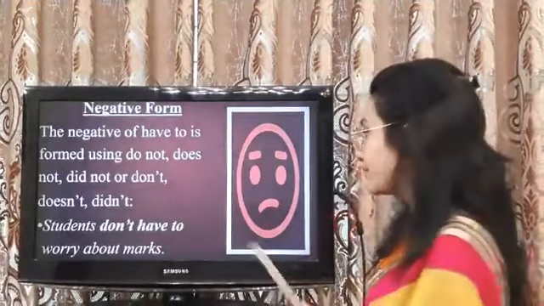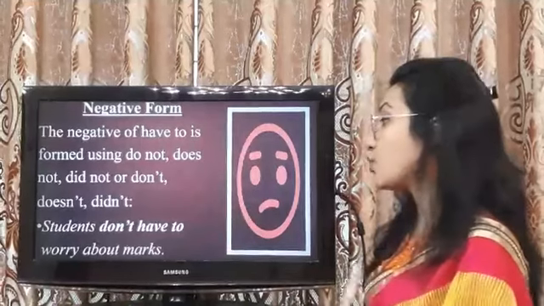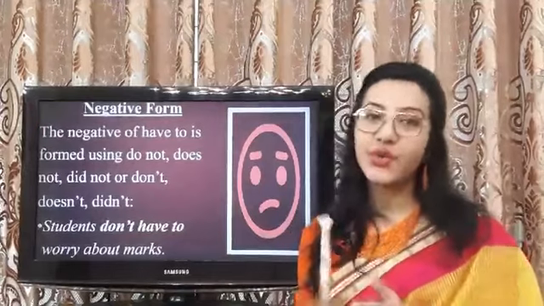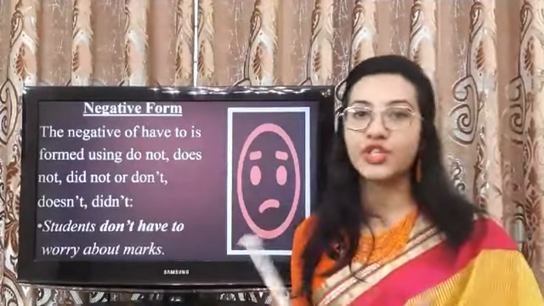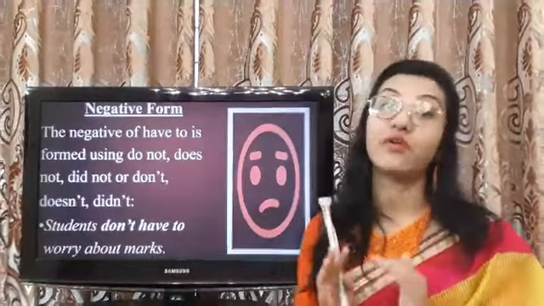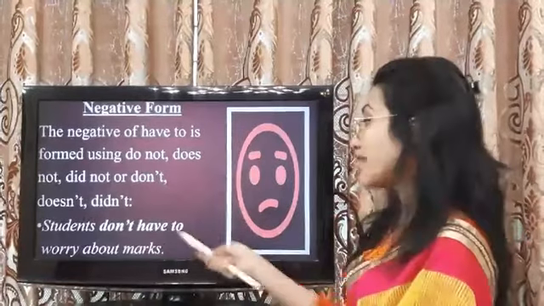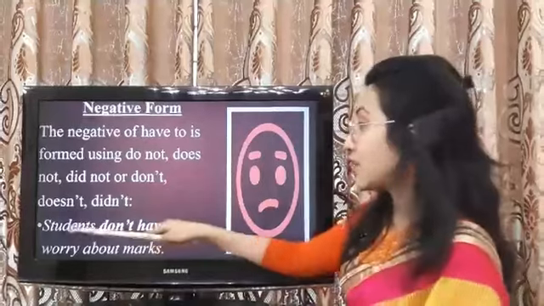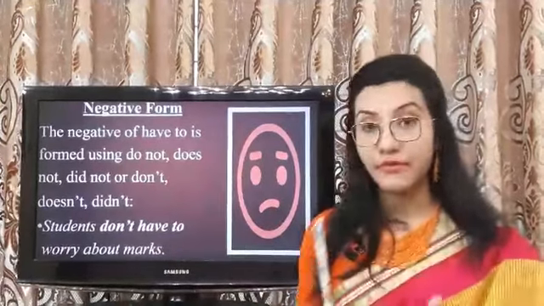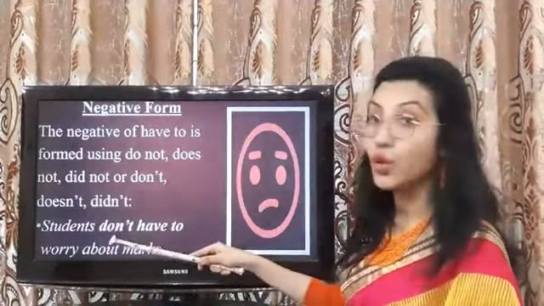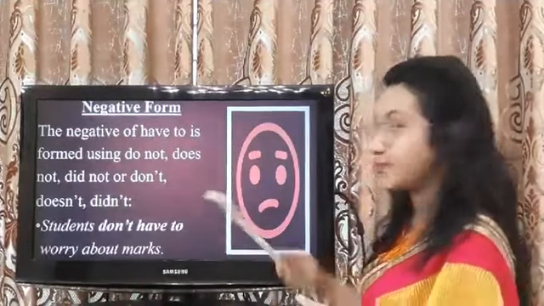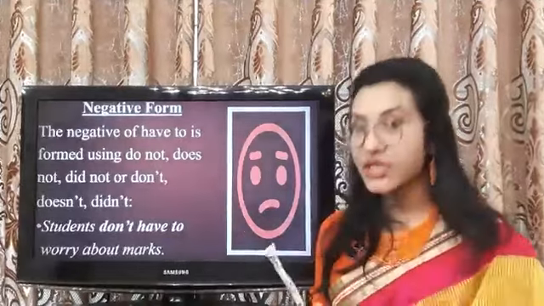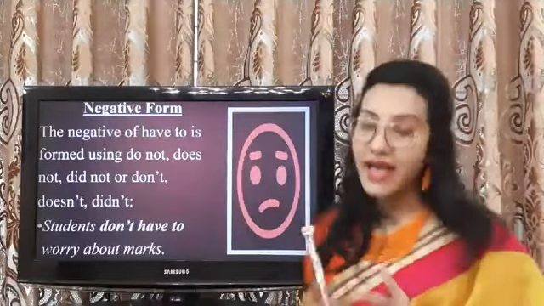For example, students don't have to worry about marks. So as a teacher, we always say this, যে স্টুডেন্টদের মার্ক নিয়ে খুব একটা দুশ্চিন্তা করা উচিত নয়। The main focus should be on learning. So students don't have to worry about marks. See, this is in negative form. And students, this is third person plural number. For that reason, we have used don't have to. So again, I'm repeating, if you have obligation, then you are going to use have to or has to.